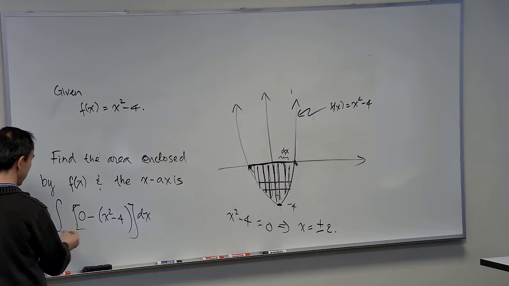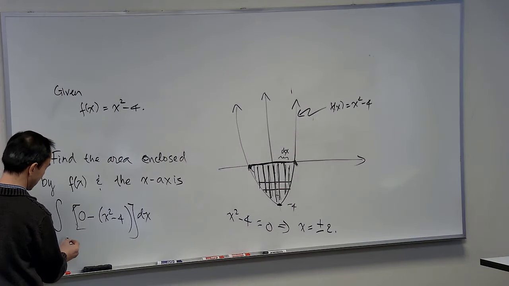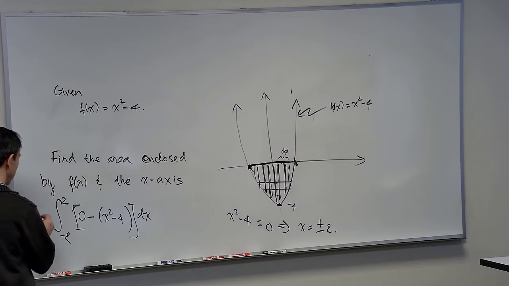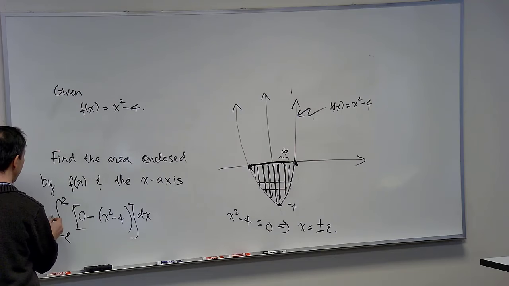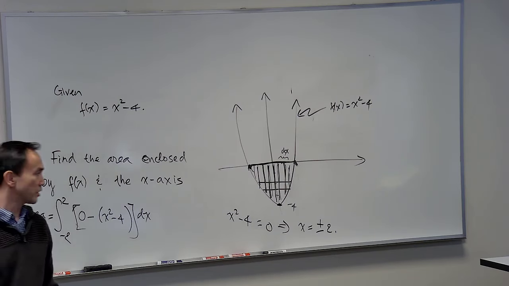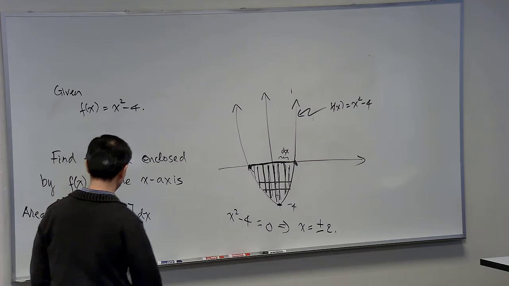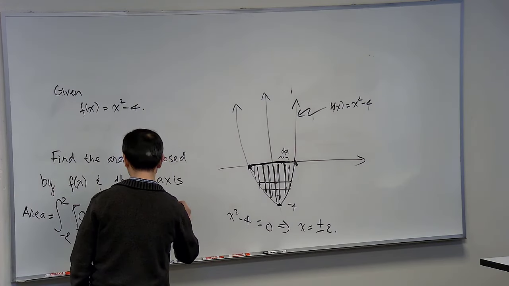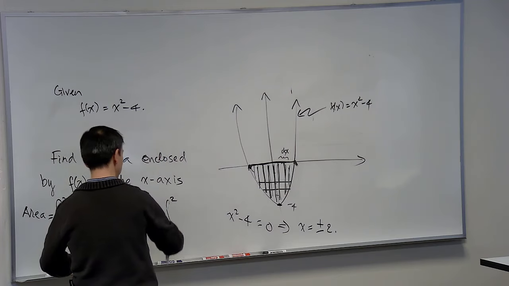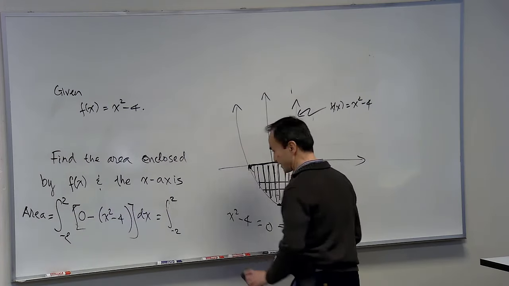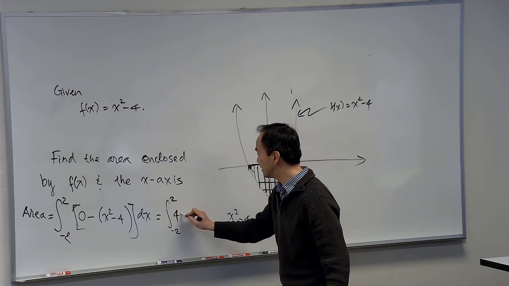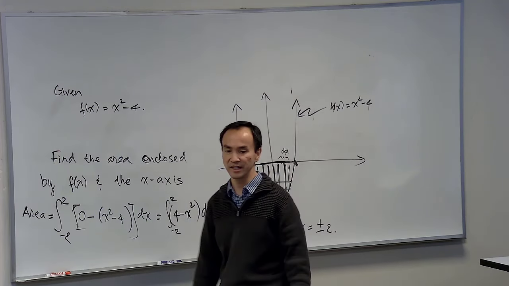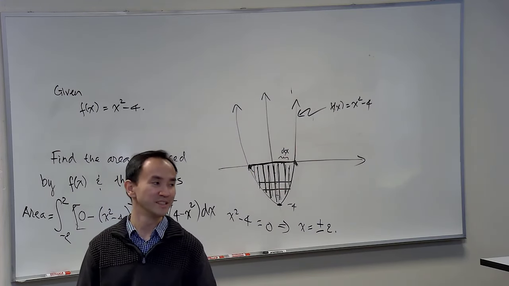So from minus 2 to positive 2, and then calculating that integral, we get the area. It brings us back to that kind of problem where it's very simple. Sometimes things can go a lot simpler than what we think, but the fundamentals I've shown you are all there. So the integral of 4 minus x squared dx, and I can leave the rest for you.